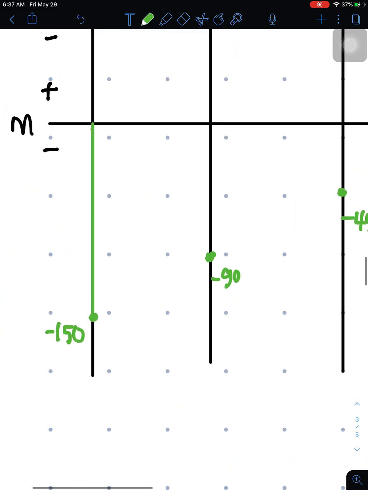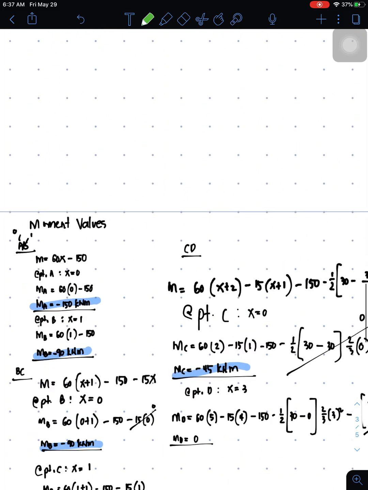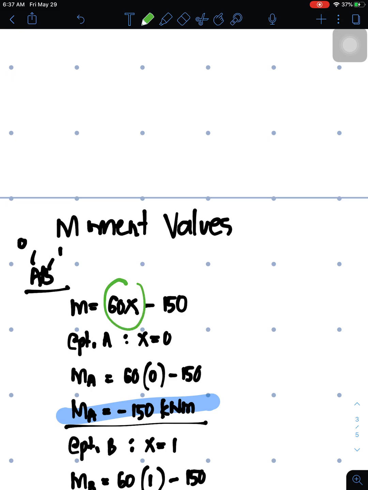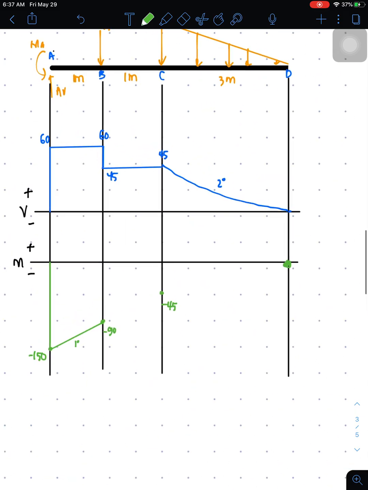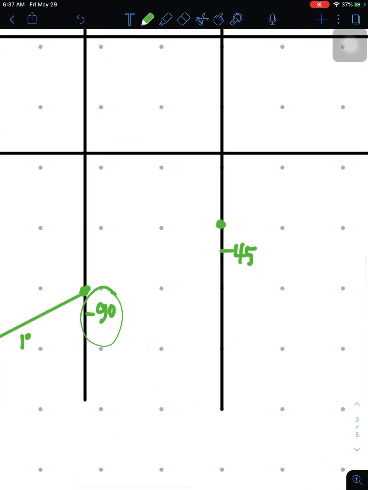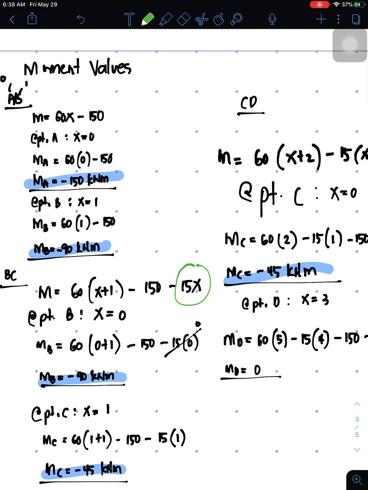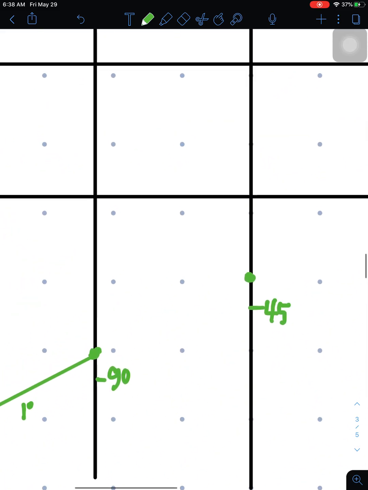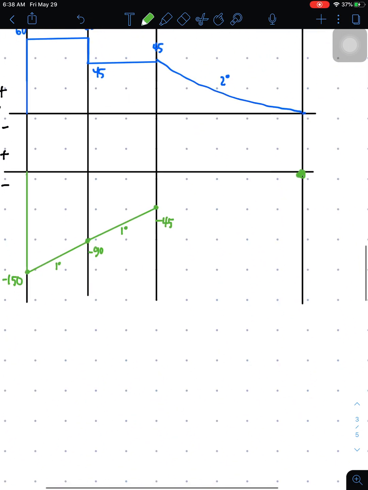Okay, so how do we connect 150 and 90? This is segment AB man. So you look at the equation. This is 60x to the power 1. So that's linear. So connect na to siya with a line. And this is first degree. Next, how do we connect negative 90 and negative 45? This is under segment BC. So tanaw na to ang moment equation sa BC. So here, x to the first degree and x plus 1 to the first degree. So linear gihapon. Connect lang na to ang line. And this is first degree.